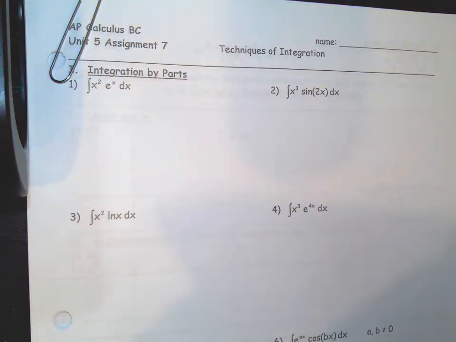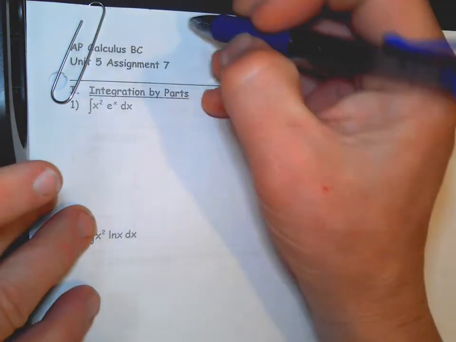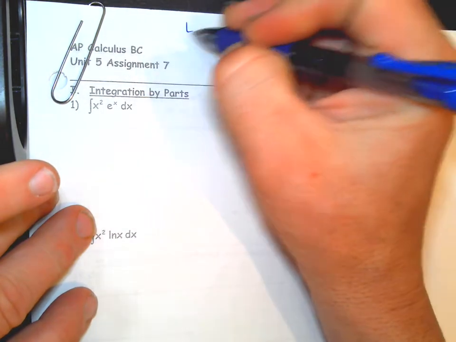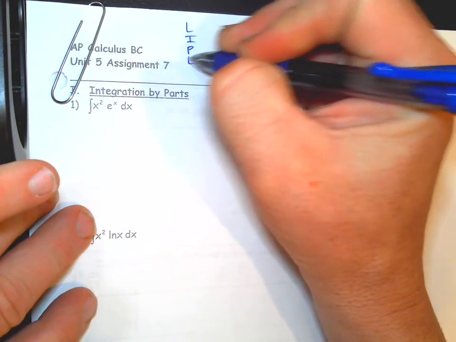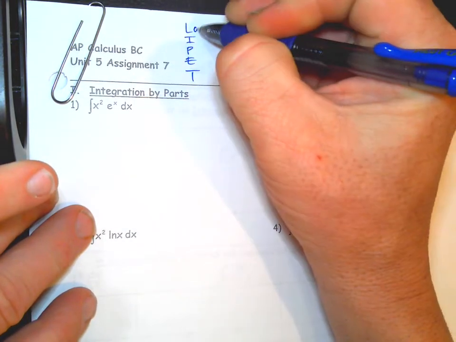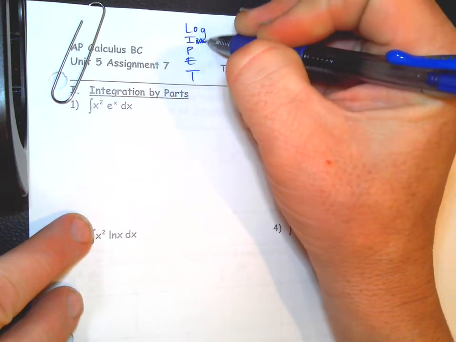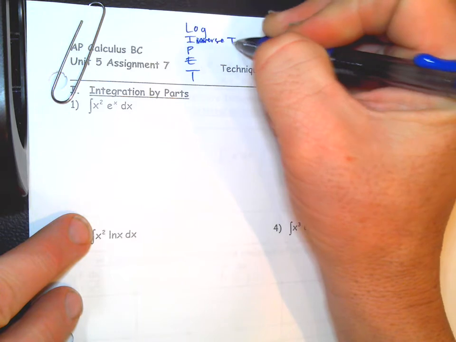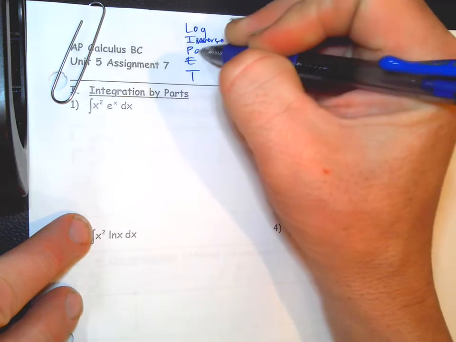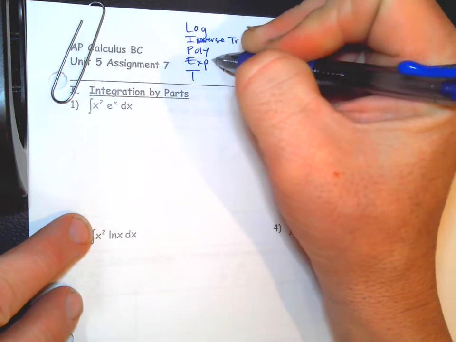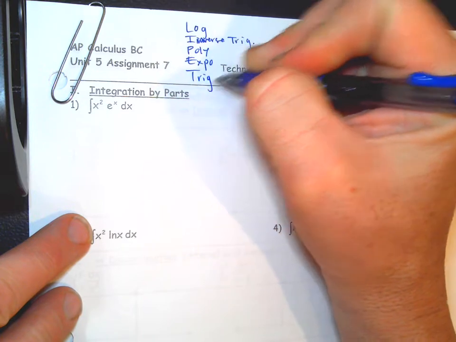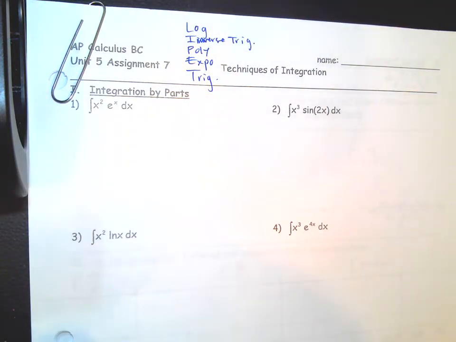Let's do these. Now, we're using integration by parts on a lot of these. I'd be writing this LIPET list every time next to problems, but maybe you write it once, with more details. Log, inverse trig, polynomials, exponentials, trig, regular trig. So that's what the letters stand for.